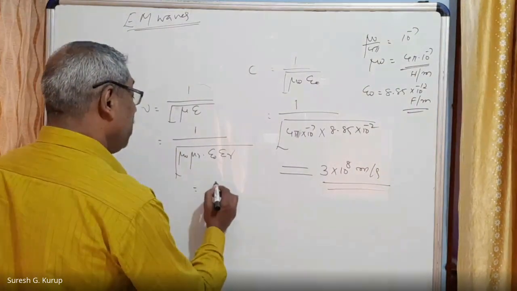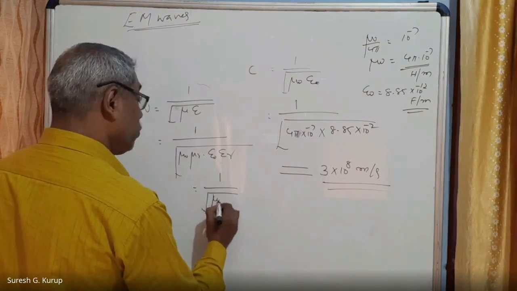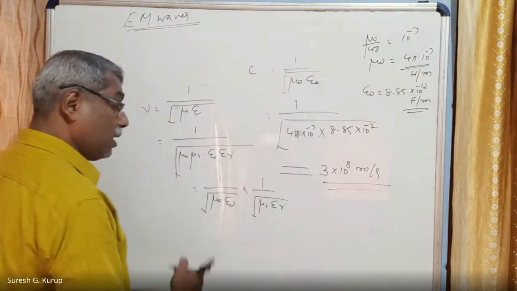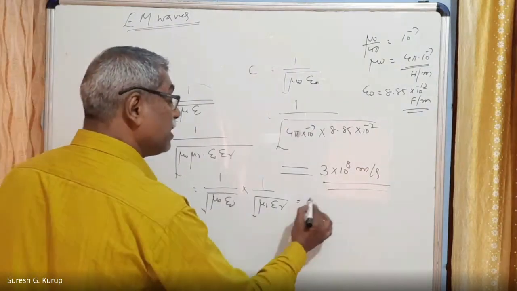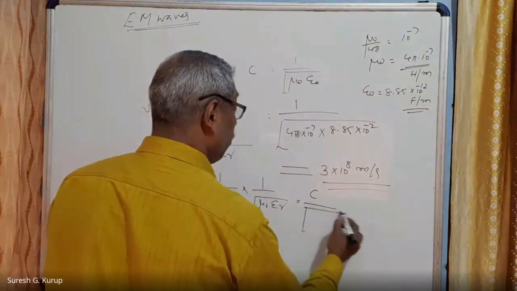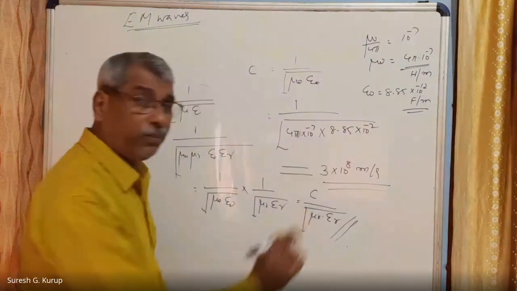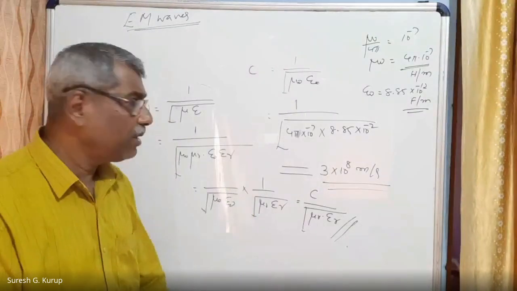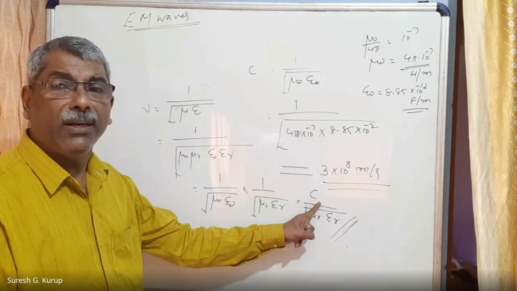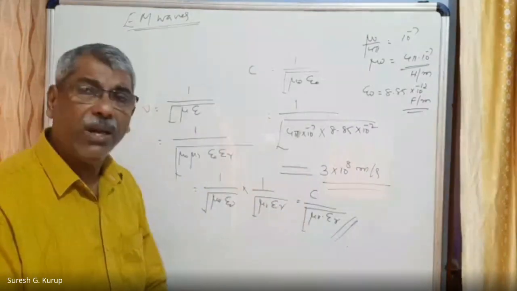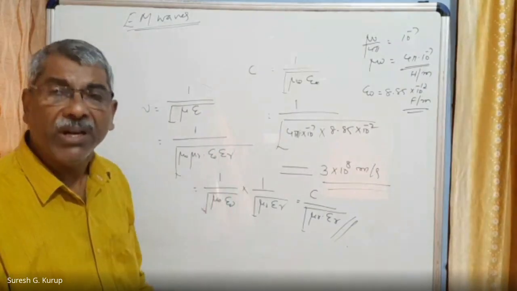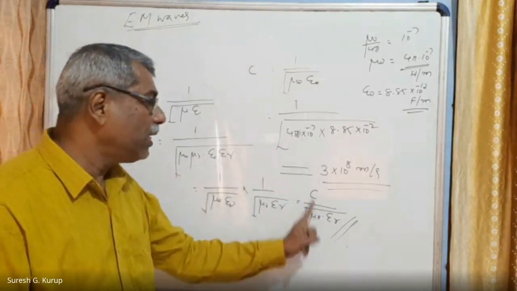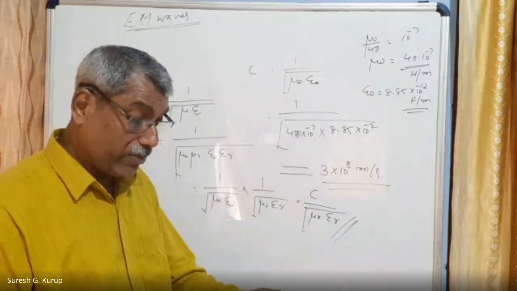This is 1 by root of mu zero epsilon zero into 1 by root of mu r epsilon r. The first part is equal to C only. Therefore, this can be written as v equal to C divided by root of mu r epsilon r. This C value is always constant, to keep in mind: the speed of light in air or vacuum is 3 into 10 raised to 8 meter per second. In a dielectric medium, the velocity of an electromagnetic wave is given by v is equal to C divided by root of mu r epsilon r. So these are the important conditions.